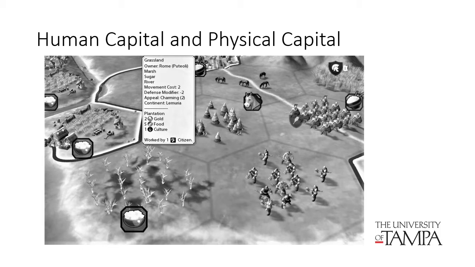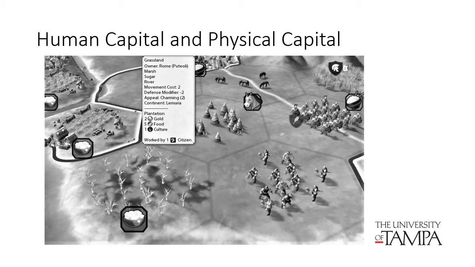So the player has to decide which one of the hexagons its citizens are going to work. And also, the player can invest capital in a particular hexagon. So on the two on the left-hand side, you see that one is undeveloped sugar, and the one on top has a plantation built on top of it. With the plantation, you get extra income and extra food out of the hexagon.